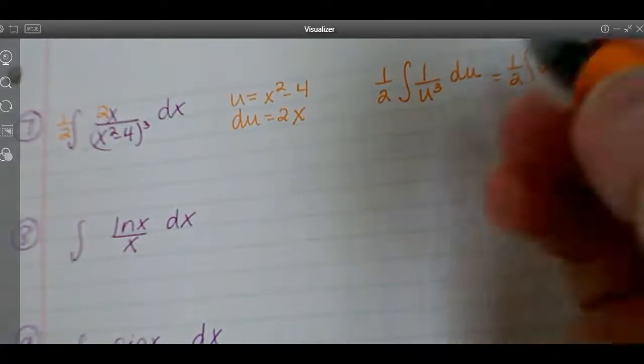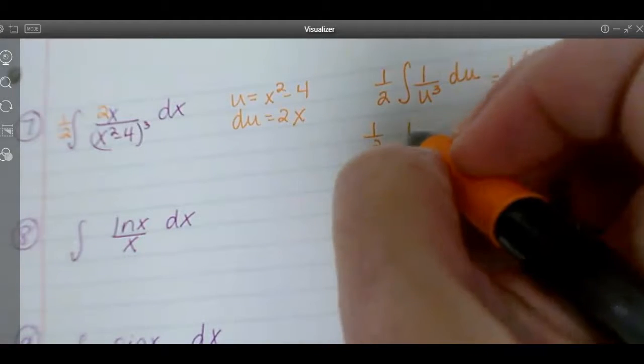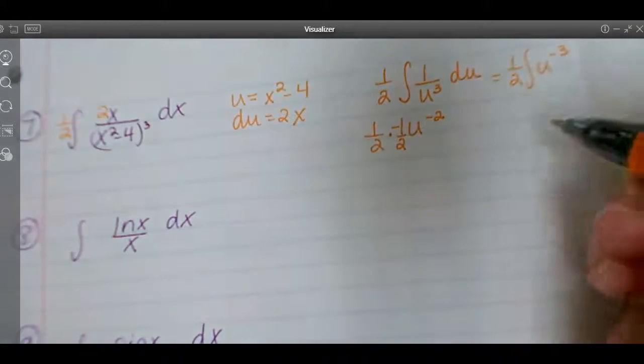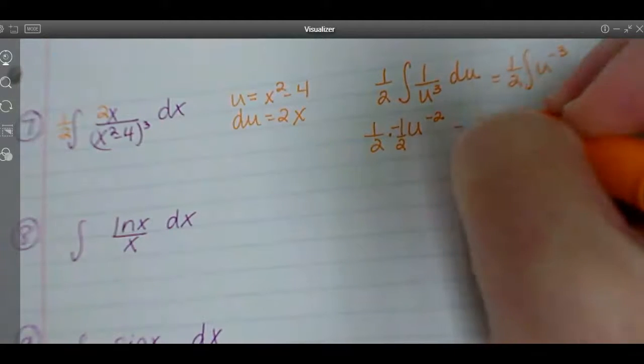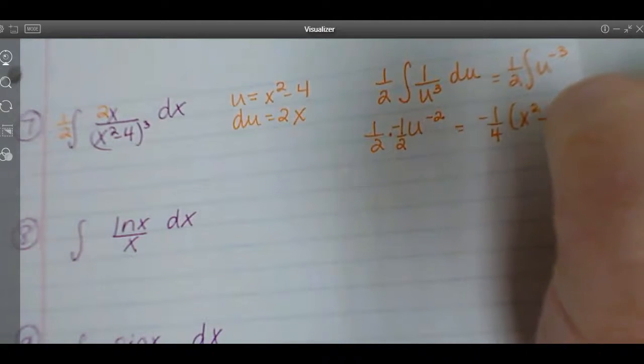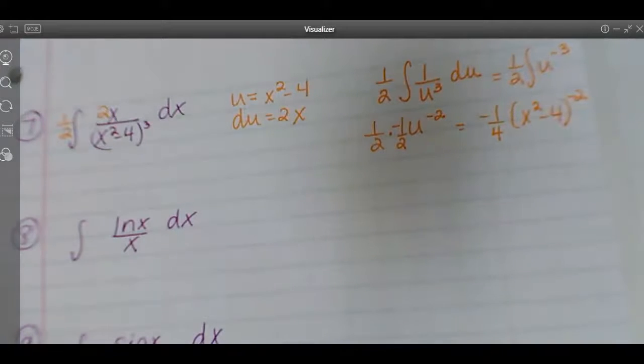And then the power rule says add 1, divide by it, so really times by the reciprocal, and that's negative 1/4. Substitute back what our u was, and we get that.